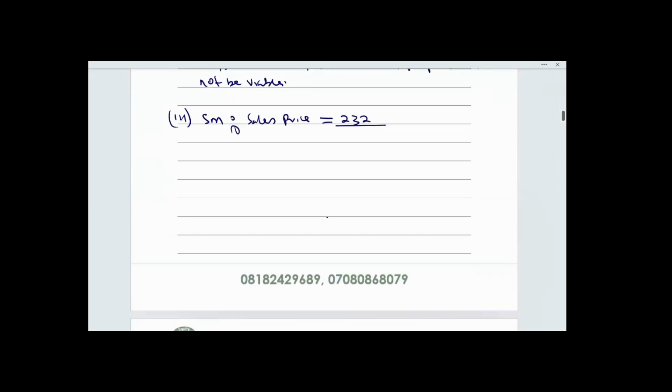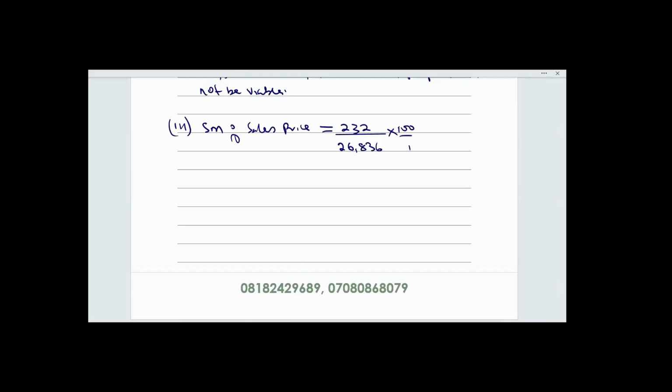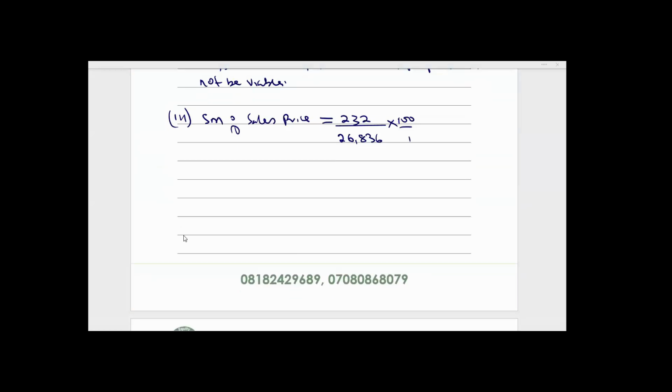So divided by 26,836 multiplied by 100/1. So 232 divided by 26,836 equal, then multiply by 100 equal 0.9%. Here is 0.9%. So this variable is cash inflow.